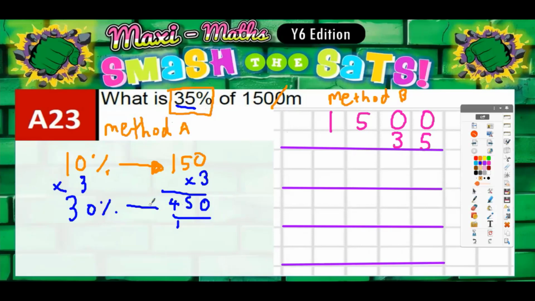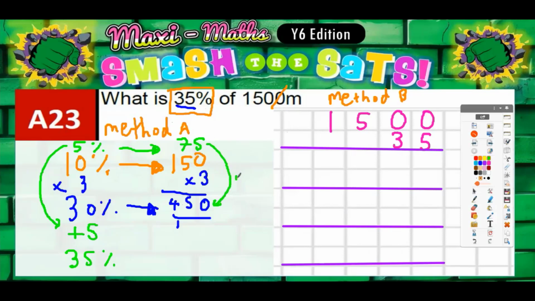So we're basically saying that 30% is 450, but we need an extra 5%. So 5%, again, we should go back to the master key idea. If 10% is 150, 5% is going to be half of that. Half of 10 is 5, so half of 150 is 75. So on top of this 30%, we need to add on the extra 5%. So the extra 5% is going to take us to 35%. So we're adding on the extra 75 to this. So add on the extra 75, and we'll get our final answer.